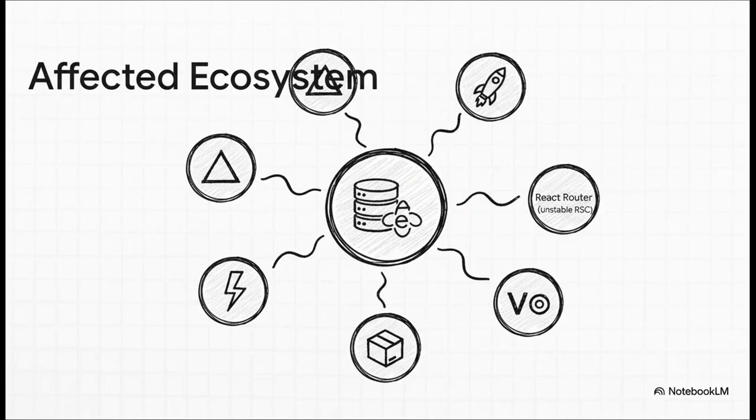And this isn't just about those specific packages. It has a huge ripple effect across the whole ecosystem. We're talking about some of the biggest names out there. Next.js, of course, React Router if you're using their unstable RSC APIs, Waku, Expo, even bundler plugins from Parcel and Vite. If any of these are in your tech stack, you absolutely need to be paying attention.